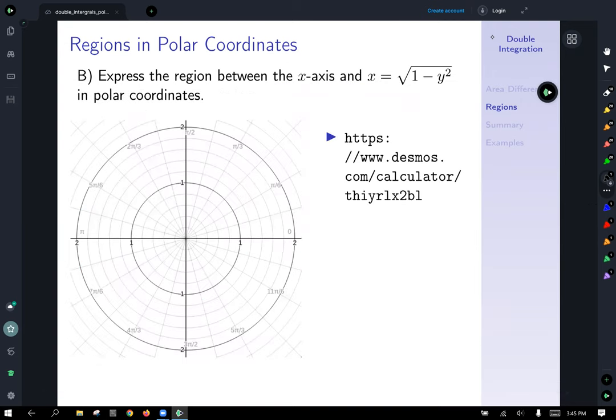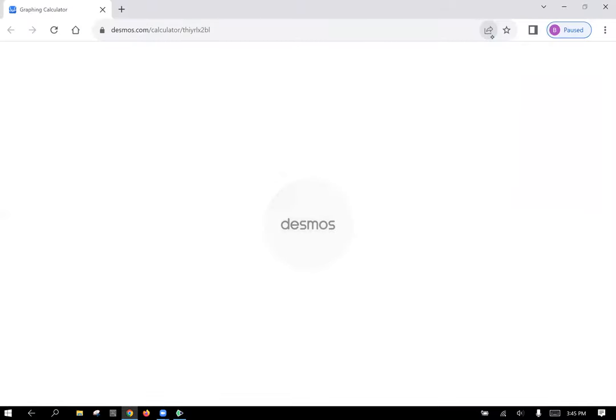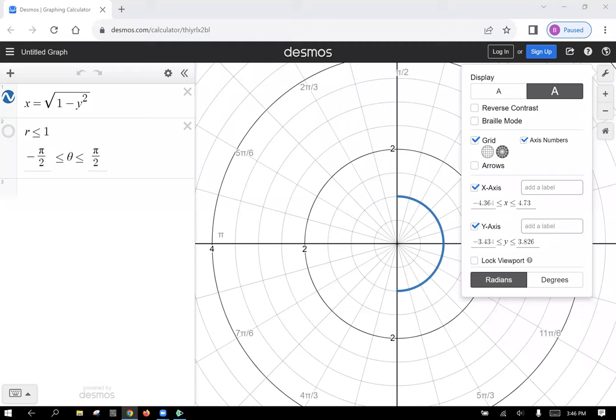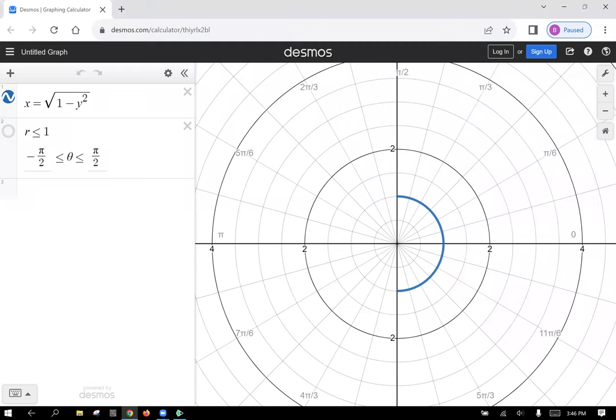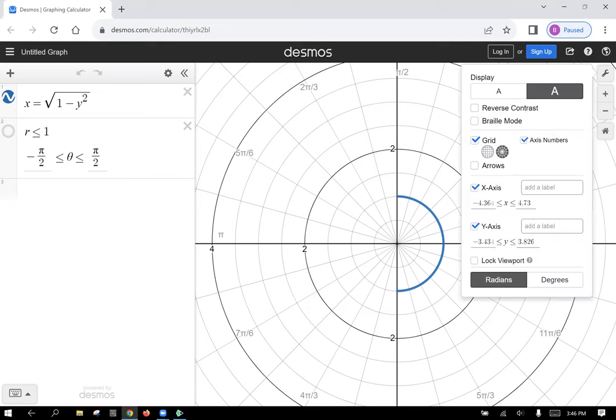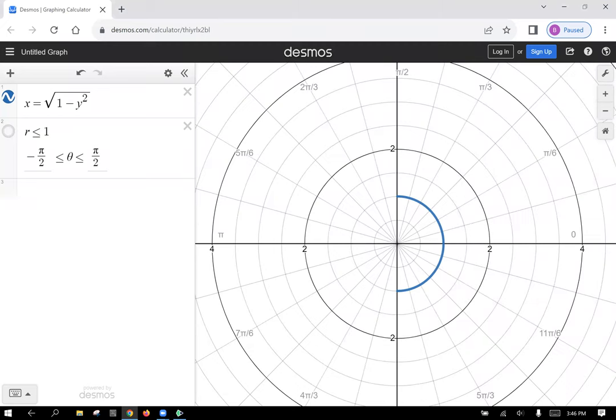All right, so now let's express the region between the x-axis and x is equal to 1 minus y squared. Well, let's fire this up and see what we got. All right, so that finished loading, and it just occurred to me that I should have put this in before this point. If you hit this little graph settings button here, you can switch between rectangular coordinates and polar coordinates using those two buttons. And Desmos does a really nice job of it. There is a slide that explains this later, but we'll get to that when we see it.